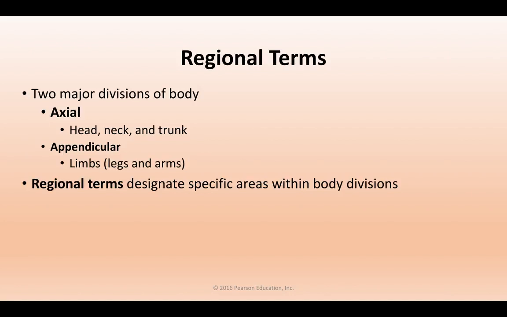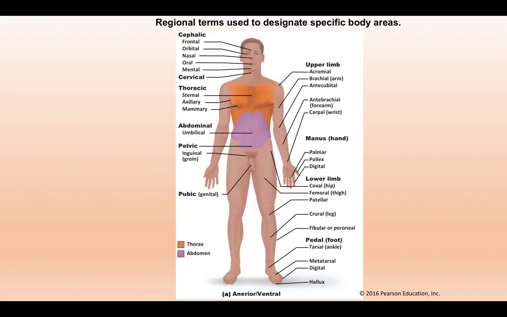Regional terminology is designated for specific parts or divisions of the body. Taking a look at this picture, you should be comfortable with it. I will not be covering every name on this, but I will point out some of the essential names. Anytime I use the word cervical, it implies your neck region. Cephalic refers to your head. Thoracic refers to your chest cavity. Abdominal refers to the abdominal region.